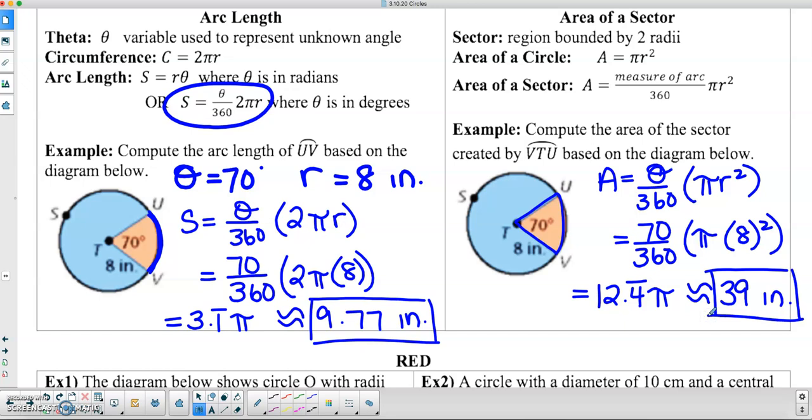Okay, so that is how you find the area of a sector and arc length in a circle.